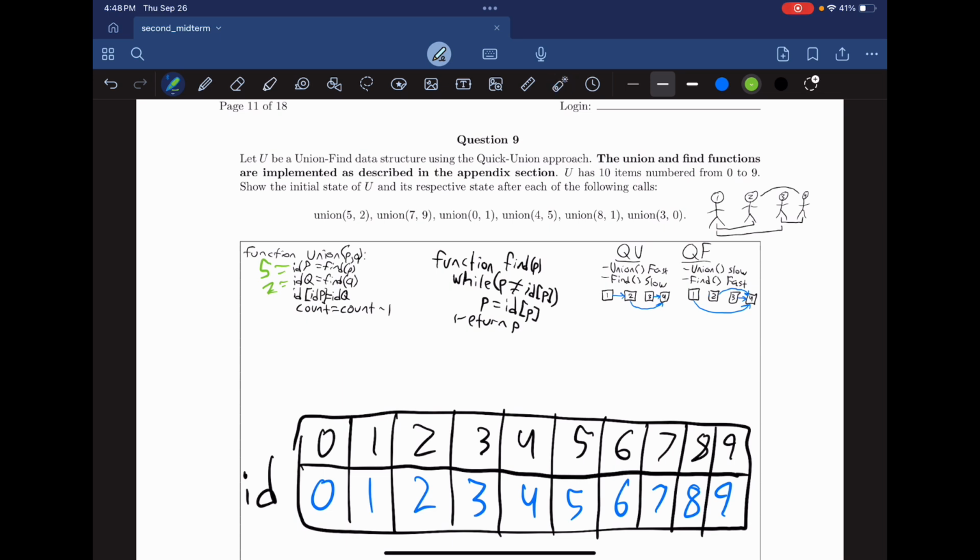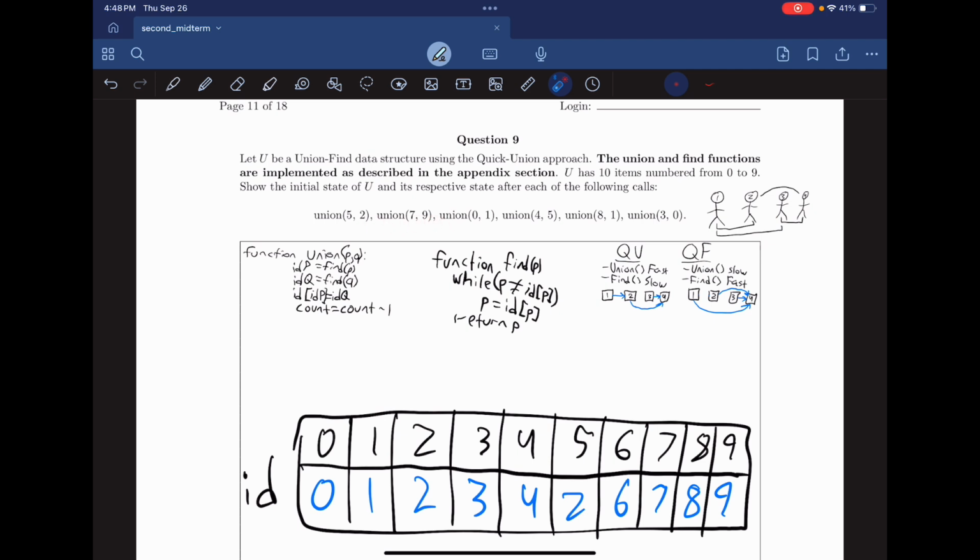And then we go here and say, ID of IDP, go ahead and set it to IDQ. So ID of 5, set it to 2. We go into the array which is called ID, and we erase the 5 and we set it to 2. Beautiful. We're now going to go on to our next call given, which is union 7, 9.